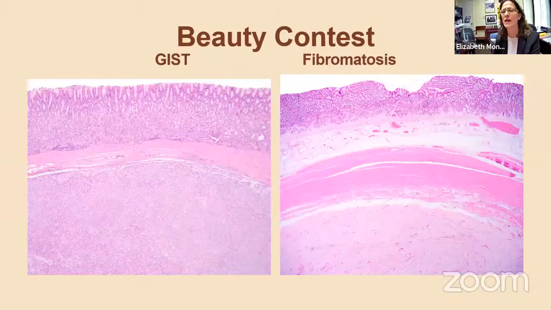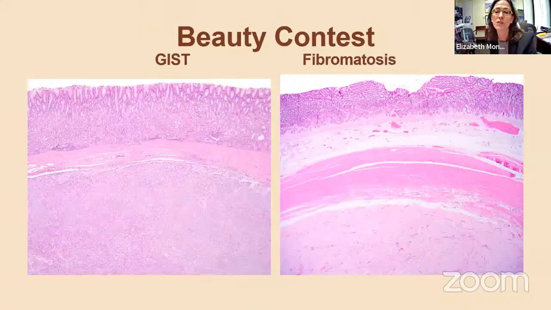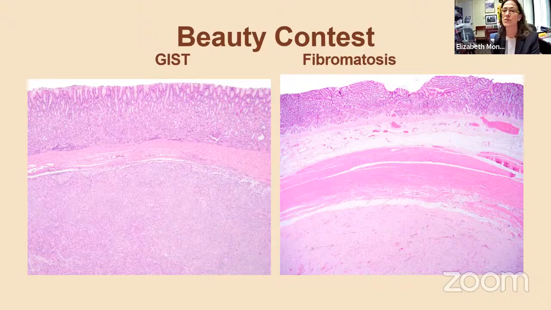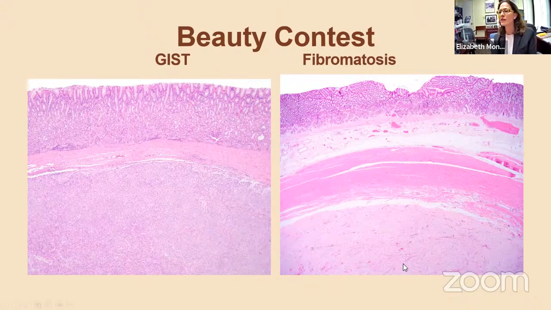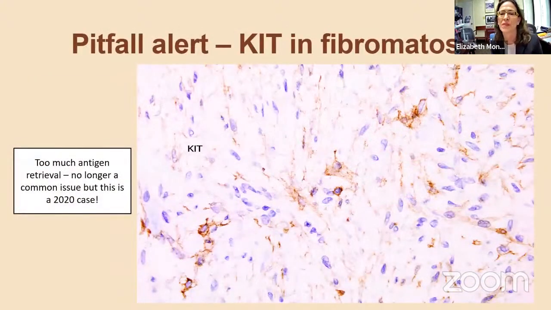All right, so a beauty contest. On the left, we have the gastrointestinal stromal tumor, which is more cellular and centered in the muscularis propria, versus the fibromatosis that is less cellular, paler, centered in the mesentery, and even at this very low magnification, you could see all these little blood vessels popping out at you, whereas you don't really see that pattern in the GIST on the left.